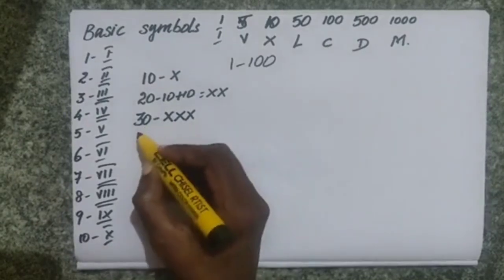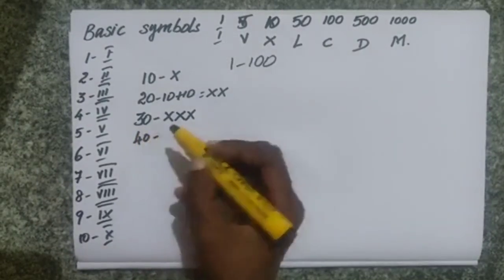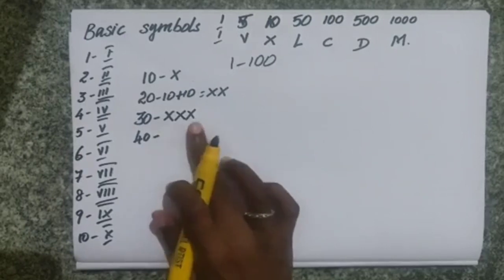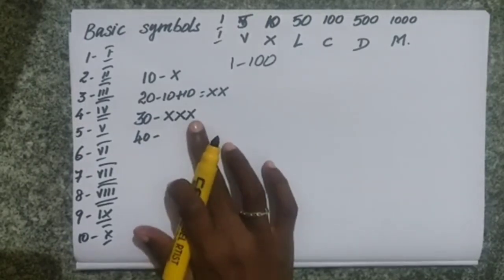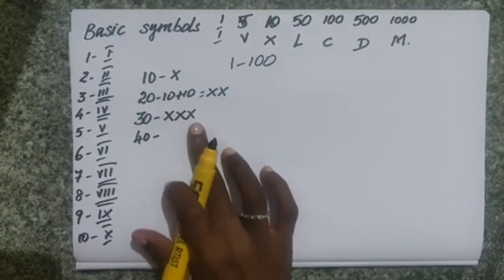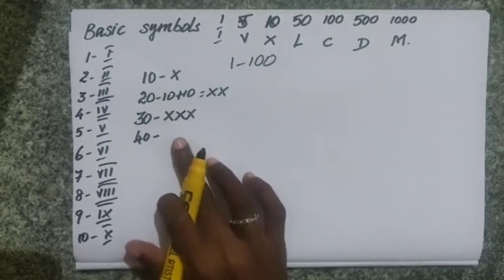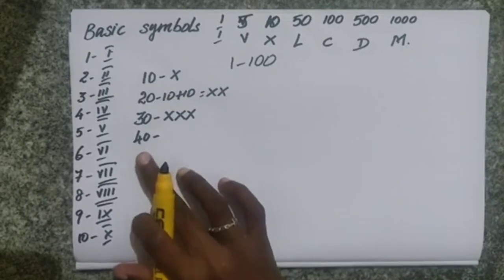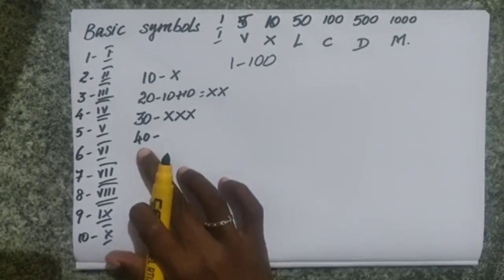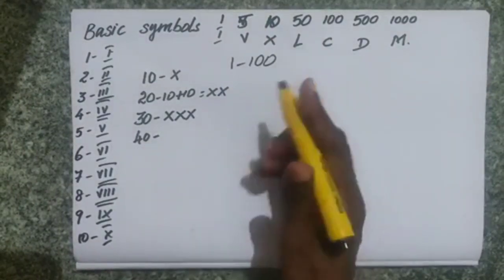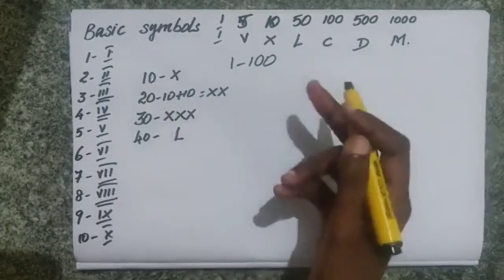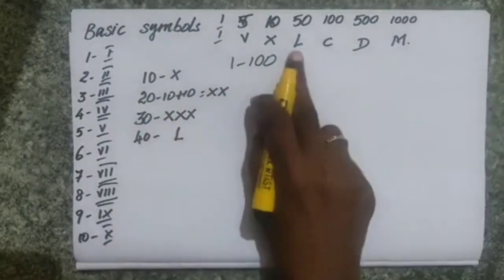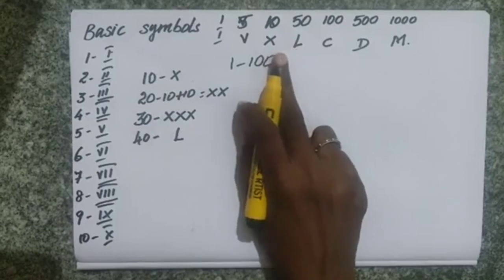Now for 40. According to the rules we cannot repeat 10 four times. So what do we have to do? We cannot go for addition in repetition. So we have to go for subtraction. So to subtract you have to go to the next higher number. So the next higher numeral after 40 is 50. So 50 is L. So from 50, if you minus 10, you will get 40.